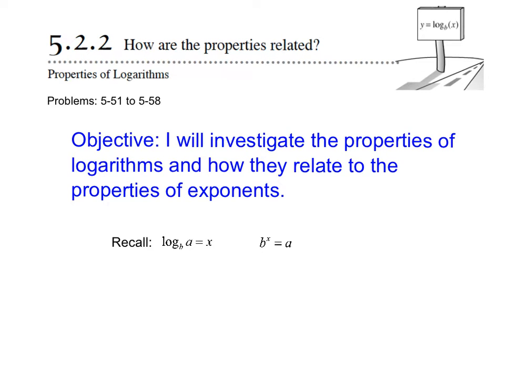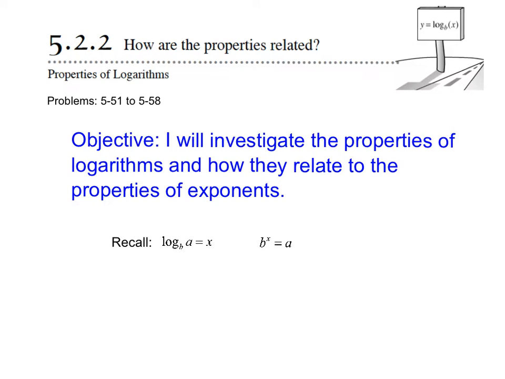Hey, good morning class, and welcome to lesson 5.2.2. How are the properties related? Today you're going to learn about properties of logarithms. And so we're going to investigate this concept of operations that we can perform with logarithms. I will investigate the properties of logarithms and how they relate to the properties of exponents.